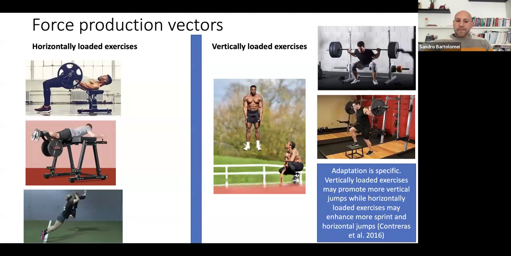Also standing long jump, of course, the force vector is horizontal. On the contrary, other exercises that are considered with vertical load are squat, step up, which is considered one of the best exercises to activate the glute muscles, and also vertical jump.